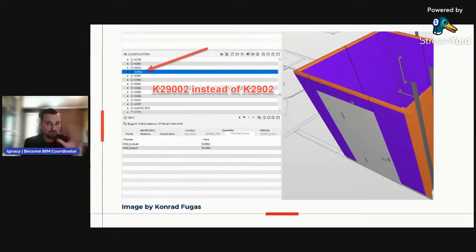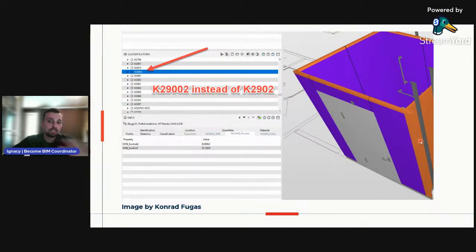So just to understand the problem, I would like to visualize an example. The example is taken from a great article written by my colleague Konrad Fugas from BIM Corner. Here in the screenshot, we see a bathroom element that has an incorrect contractor number. Let's say K29002 instead of K2902.